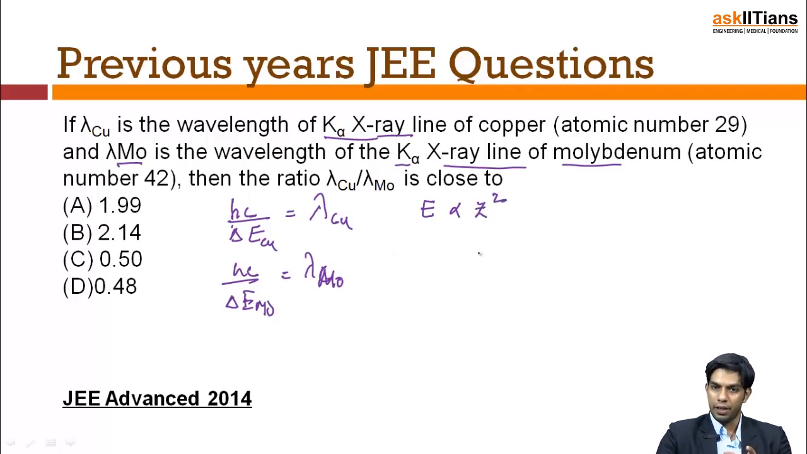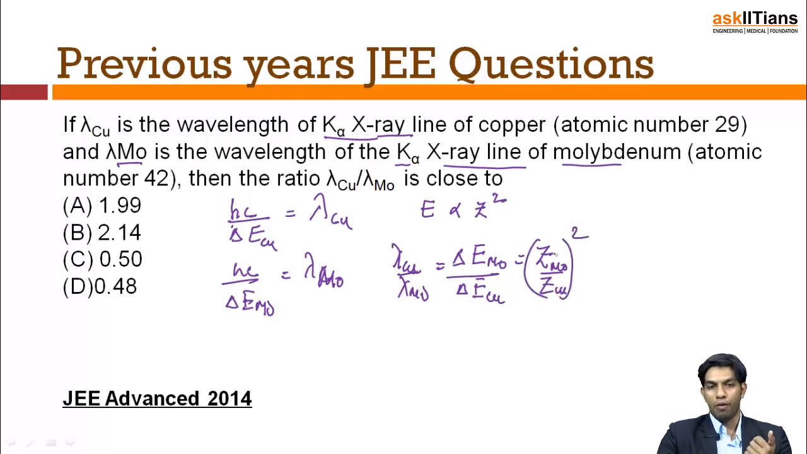That is clearly evident. So if I want to take the ratio lambda Cu by lambda Mo, it will be in the ratio of del E Mo to del E Cu, which will come out to be Z molybdenum over Z copper whole square. So I just need to take the ratio of 42 to 29 and take its square. Working it out, it comes around 2.0304. So the closest thing which I know is 1.99. I'm being asked to find out what it is close to. So A, 1.99, is the correct answer.